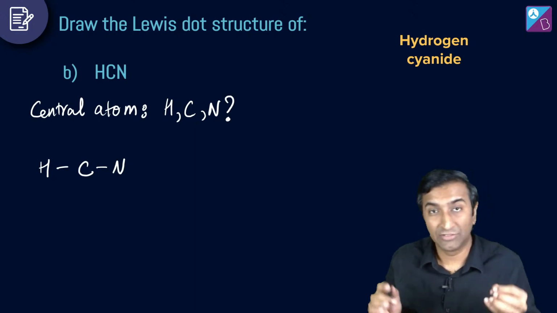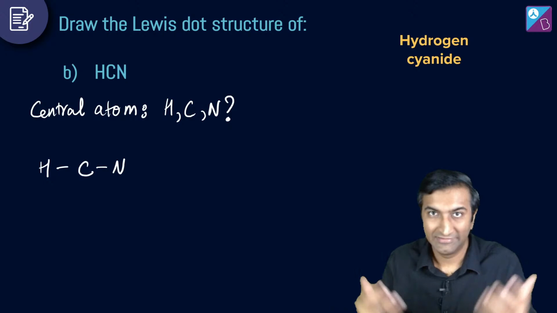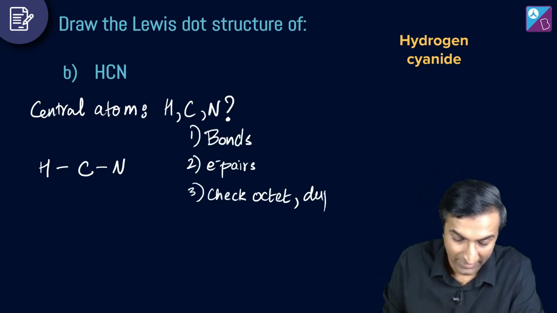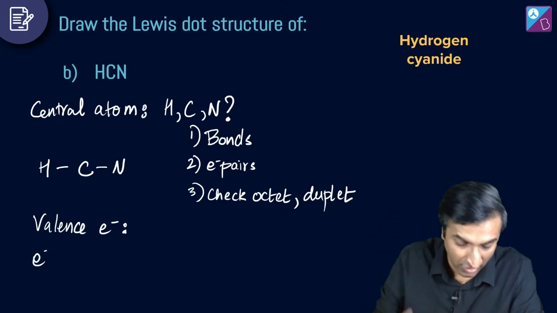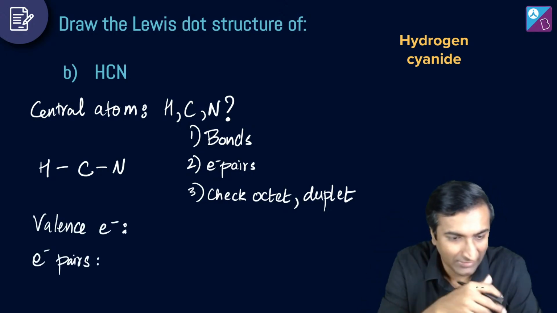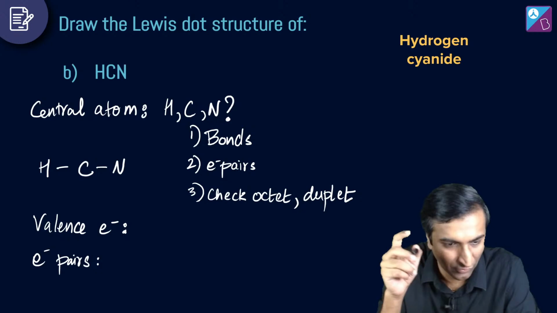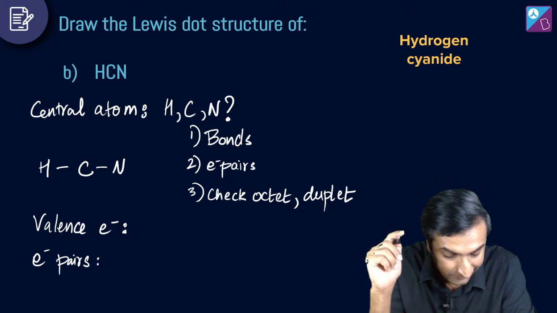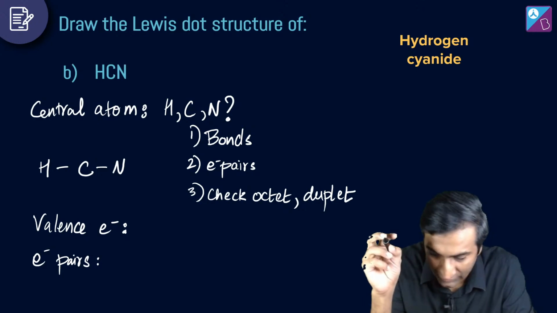Let's just say that whichever atom forms the most bonds, that's going to be in the center. So carbon is in the middle. As usual, we'll do bonds, electron pair, check octet and duplet. How many valence electrons and electron pairs are there, tell me? Carbon in the middle, Radhika, Akshar, absolutely Akshara. So how many valence electrons and electron pairs are there? How many valence electrons will there be?